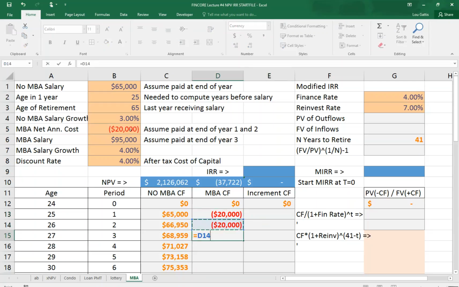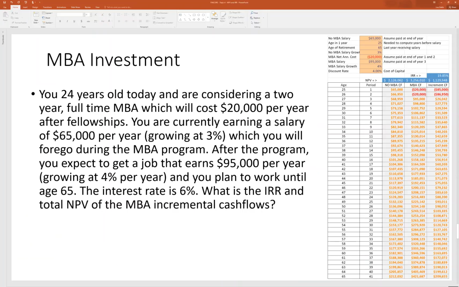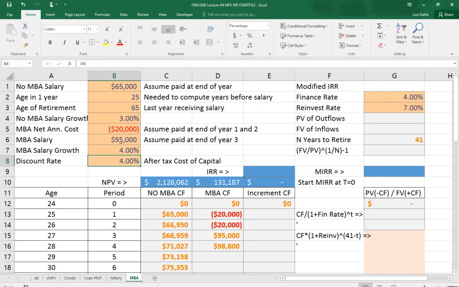Then, when I graduate, I'm going to get a job of $95,000. And that $95,000 grows at my MBA salary growth rate of 4%. And let's actually change this. Let's assume our discount rate's 4% for now. So that's my discount rate, and that's also my salary growth rate.